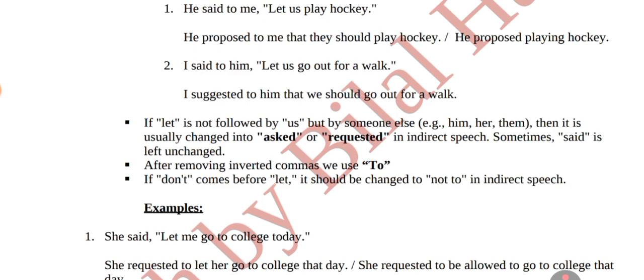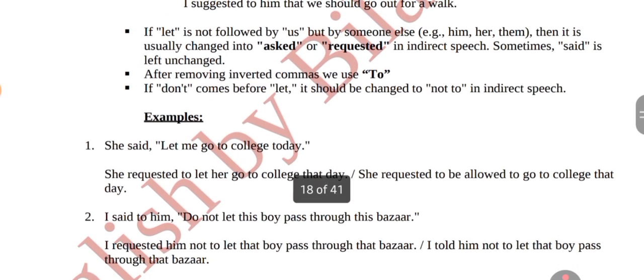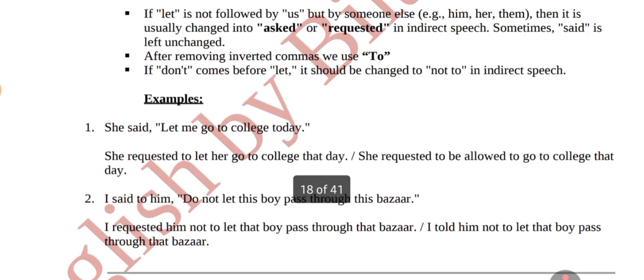If let is followed by us, then we will change our direct speech into these forms. We will use suggested or proposed, and we will remove inverted commas and use that. If let is not followed by us but by someone else, like let him, let her, let them, then it is usually changed into asked or requested in indirect speech. Sometimes said is left unchanged. After removing inverted commas, we use to here. If do not comes before let, it should be changed to not to in indirect speech.